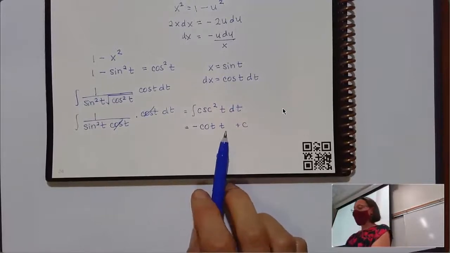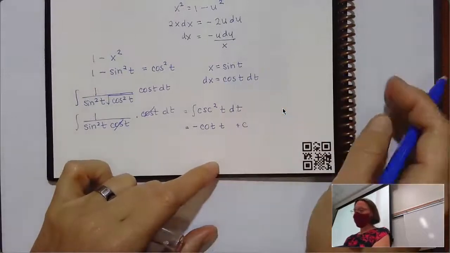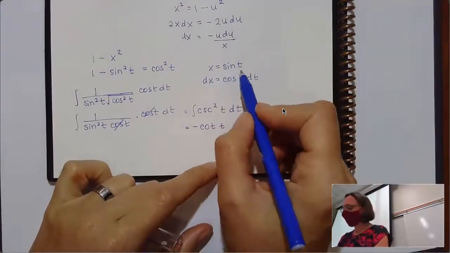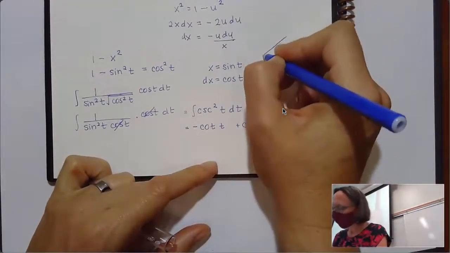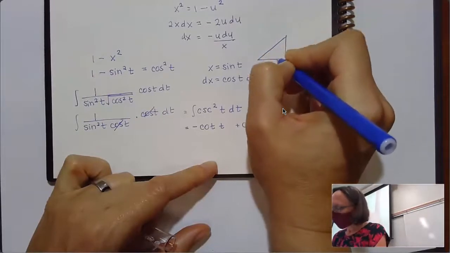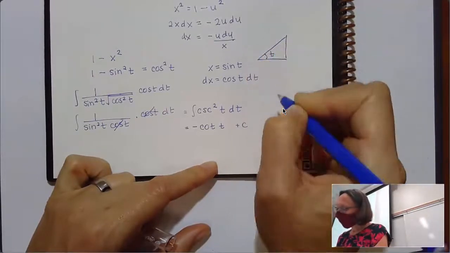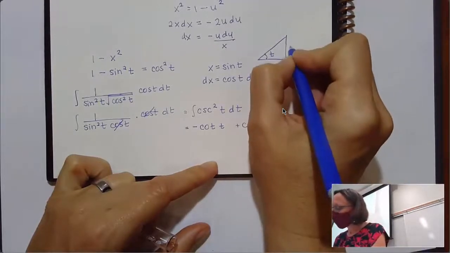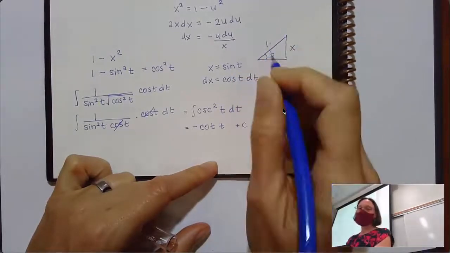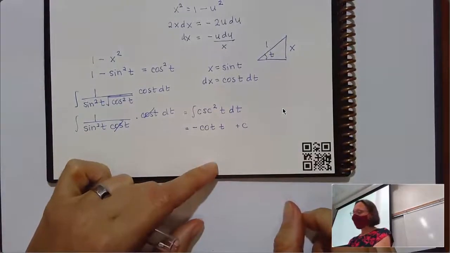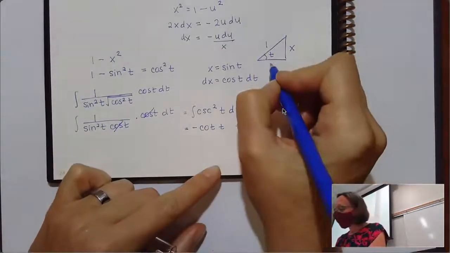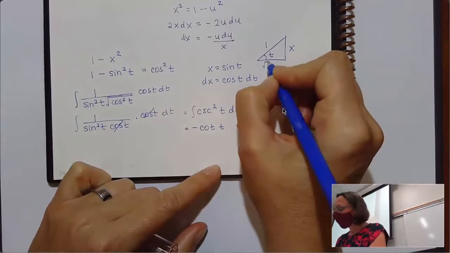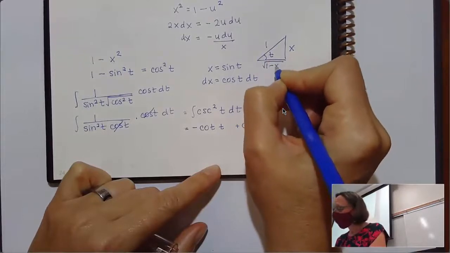I would draw a lovely triangle for myself, because if x is equal to sine of t, then my angle was t. Sine of t would be opposite over hypotenuse. I know this missing side from the Pythagorean theorem would be the square root of 1 minus x squared.